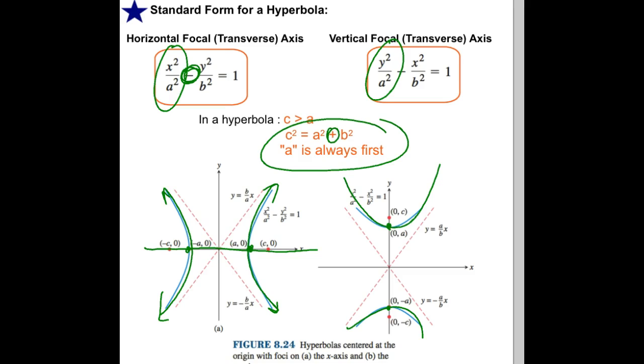It was the reverse for an ellipse. We had a plus sign up in our formula. We had a minus sign in our Pythagorean relationship. Okay? So just know that they're always opposite.